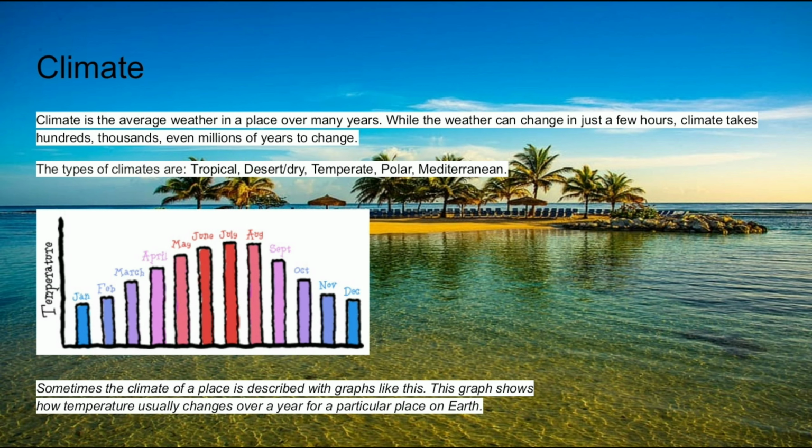While the weather can change in just a few hours, climate takes hundreds, thousands, or even millions of years to change. There are 5 typical climate types: tropical, desert/dry, temperate, polar, or Mediterranean. On the slide we see a graph showing the typical temperature of an area over the span of a year, and sometimes the climate of a place is described with graphs such as this.